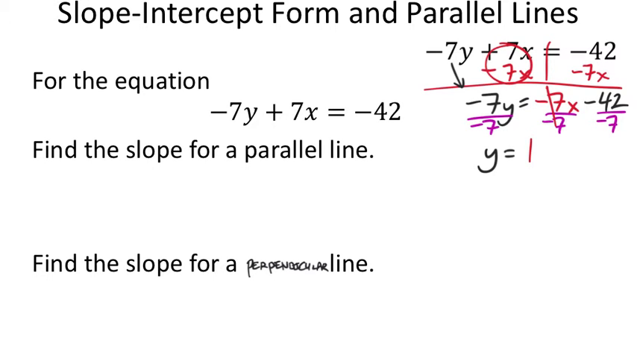You can make that a phantom 1 if you'd like, but I want to see that because I want to know what the slope is. And then you'd have the plus 6, which isn't important right now because we just want the slopes. So the parallel line, its slope would be 1 because it has the same slope, just 1, okay?